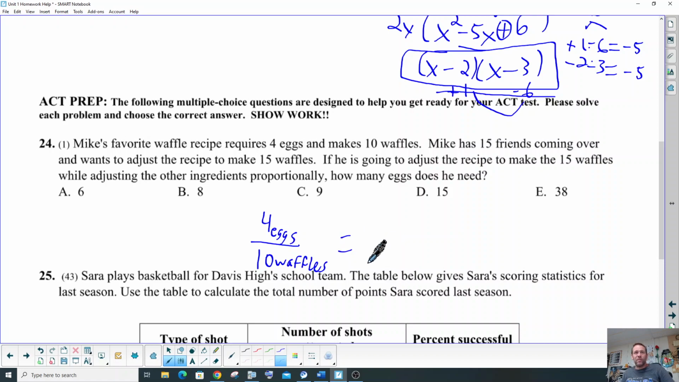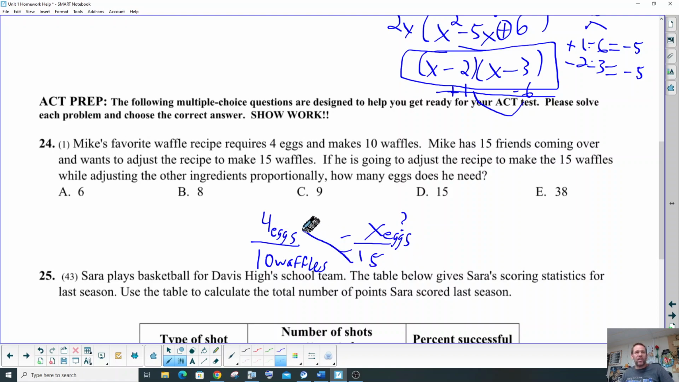Okay, so if he wants to make 15 waffles, then how many eggs X does he need? How many more eggs, right? So we're going to do some cross multiplying.